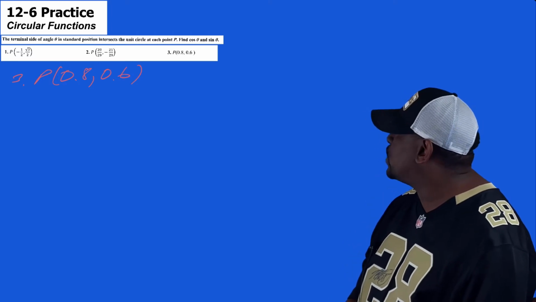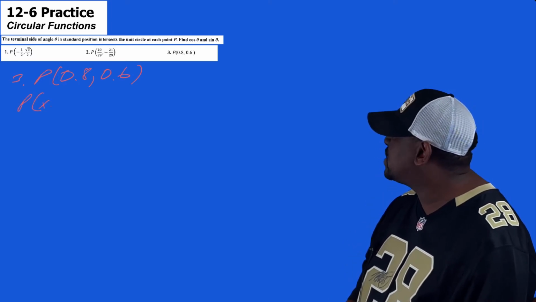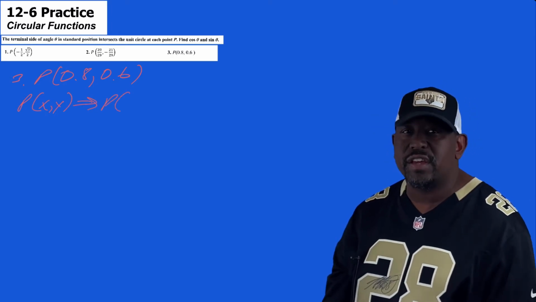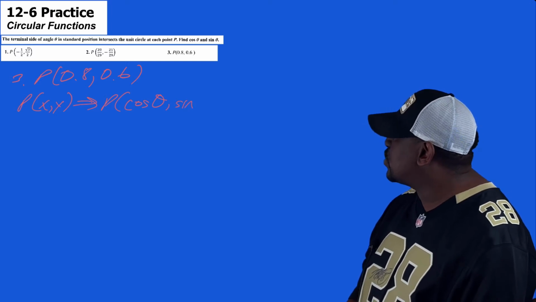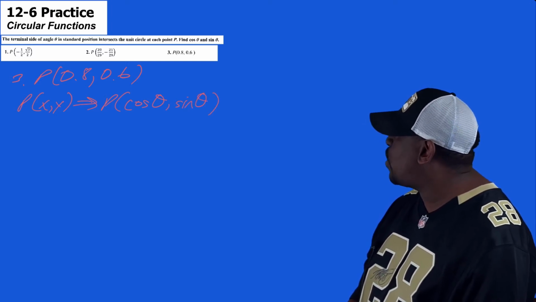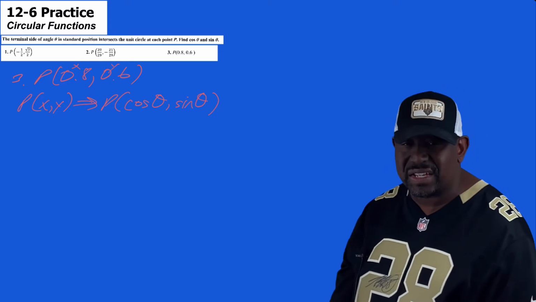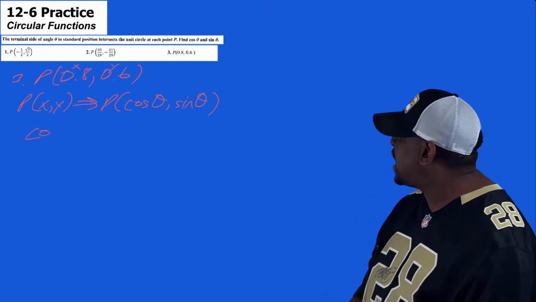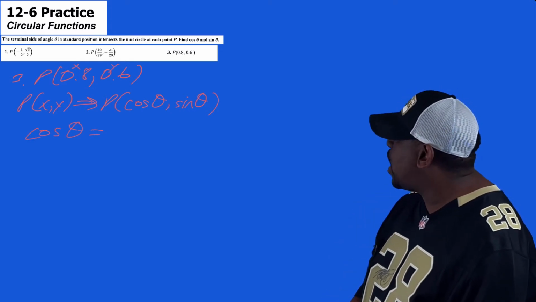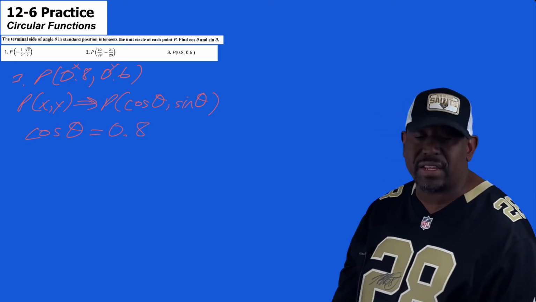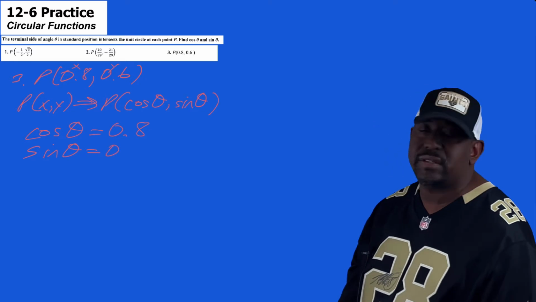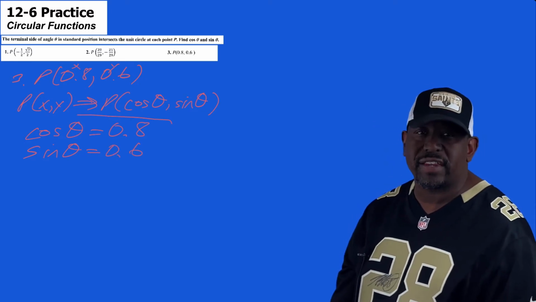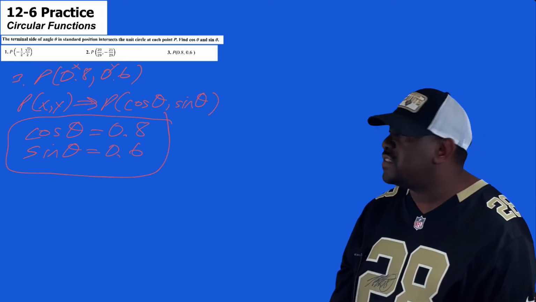So in this problem, we have 0.8 and 0.6. And again, we write that xy, that point, corresponds to cosine theta, sine theta. So using the coordinates xy, I labeled in this problem x and y. So cosine theta is 0.8 and sine theta is 0.6. And so that's basically all they're asking you to give. And that's it.